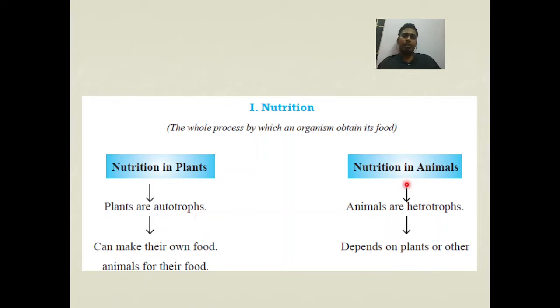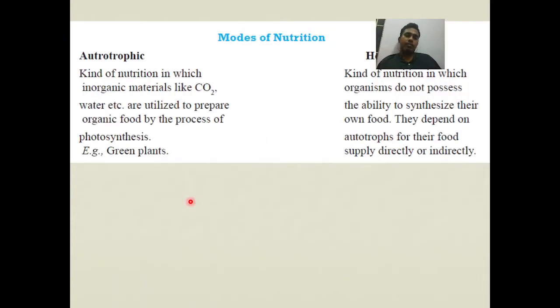But in the case of animals, animals are called heterotrophs because they have to depend either on plants for their food, or they have to feed upon other organisms for their food. So here we will be focusing mainly on the nutrition in plants, that too the autotrophic mode of nutrition. Here I have two slides for differentiation, that is the autotrophic mode of nutrition and the heterotrophic mode of nutrition. All these things will come under the autotrophic mode of nutrition.